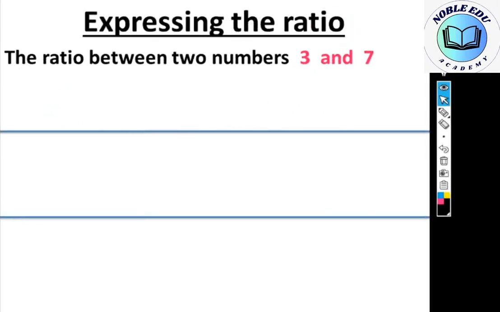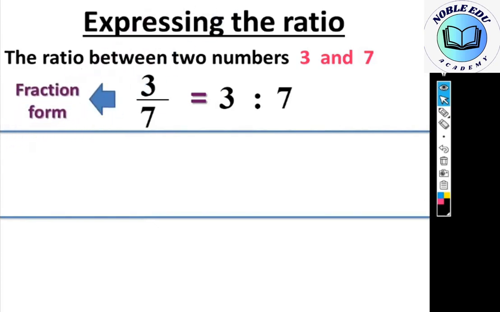The ratio between two numbers 3 and 7. You can write 3 and 7 as a ratio in fraction form, 3 over 7. And you can write it as 3 : 7, where this sign means 'to', 3 to 7. So you can write it in fraction form, and you can write it in colon form.